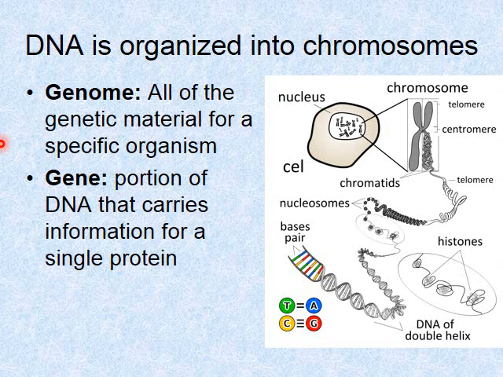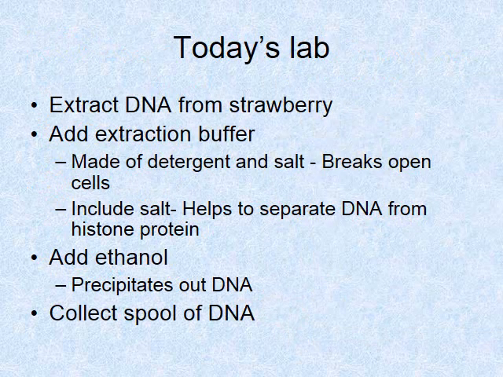But basically, knowing the difference here, a genome is all of the DNA. A gene is a subset of the DNA that basically creates a single protein. That protein could be affecting the color of your eyes. It could be the color of your hair. It could be a particular enzyme that's found in skin cells. There are lots of different types of genes.